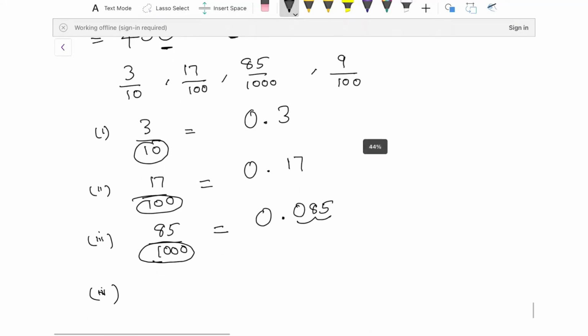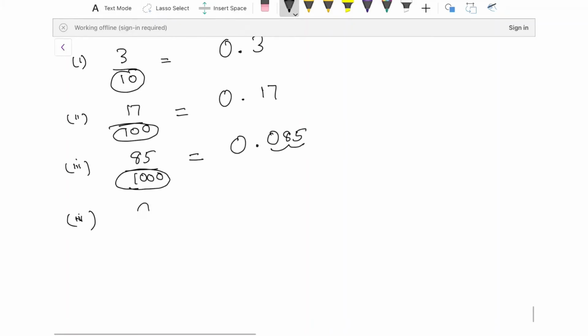Alright. And the last number is 9 by 100. Can you try writing this as a decimal number? We have how many zeros in the denominator? 2. That's right. That means we have 2 decimal places. Very good. So after the point there should be 2 places, that is 0 and 9.